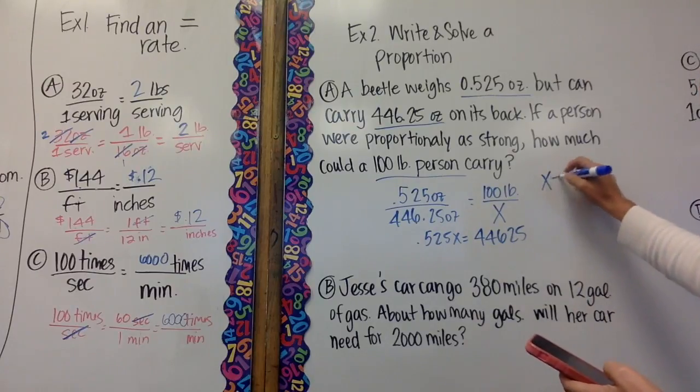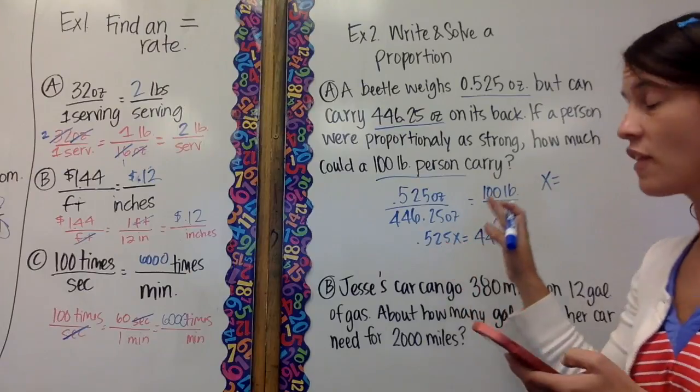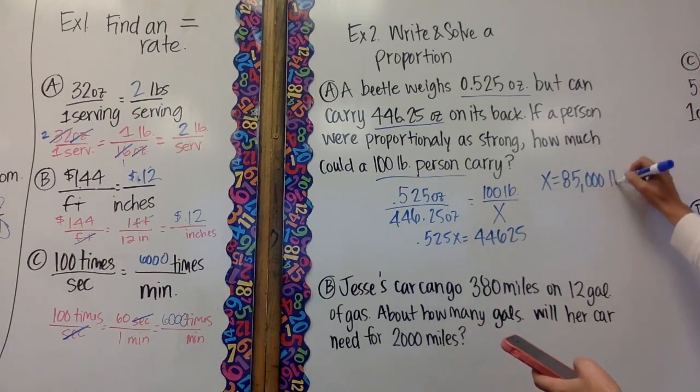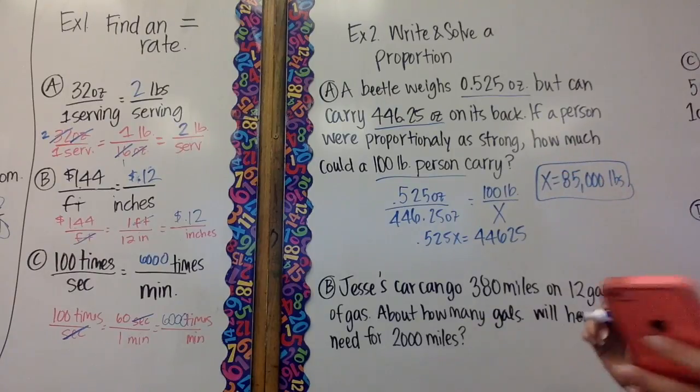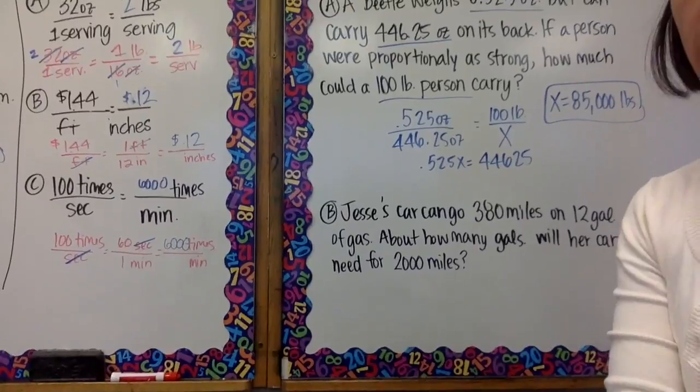Whoa, so this says if we were proportionally as strong as a beetle, then a person could carry 85,000 pounds on our back. And I got that by setting up a proportion. All right, let's do B together.